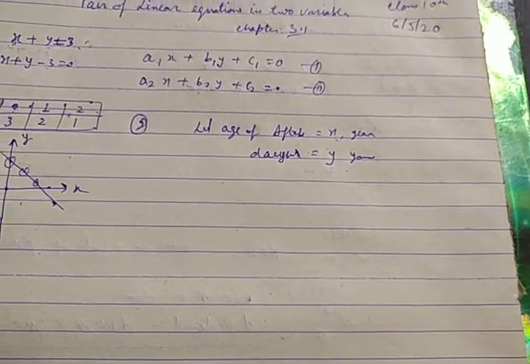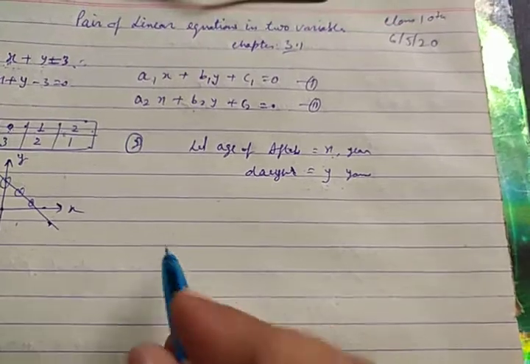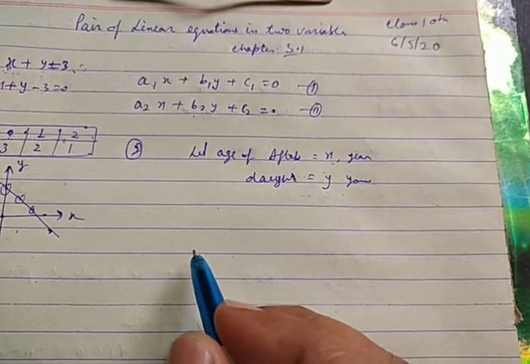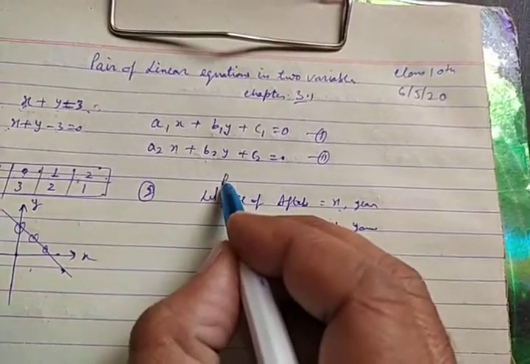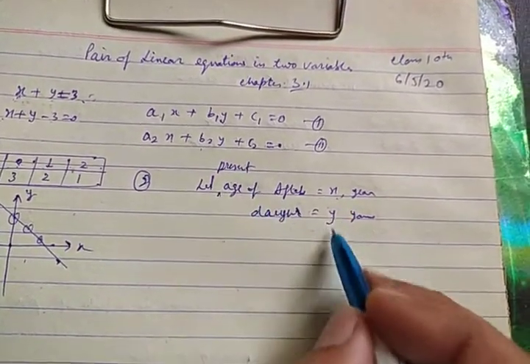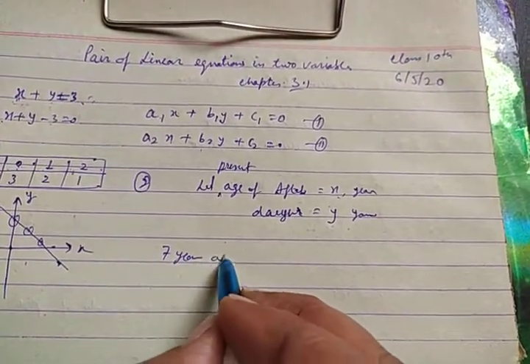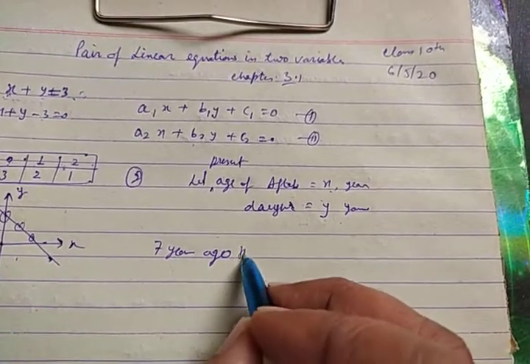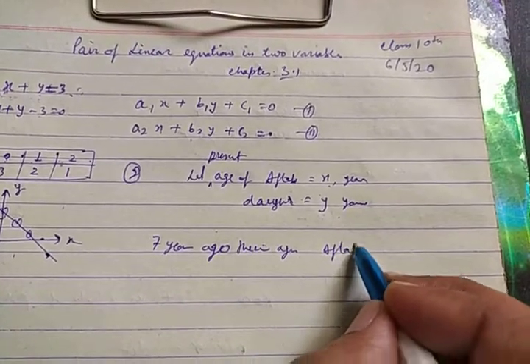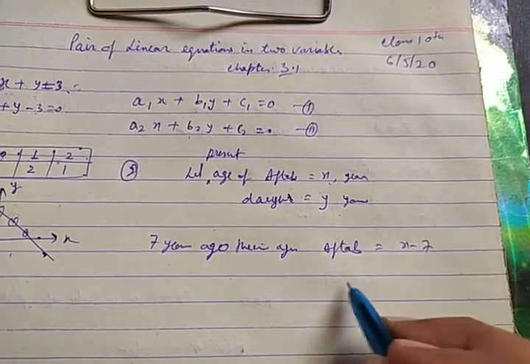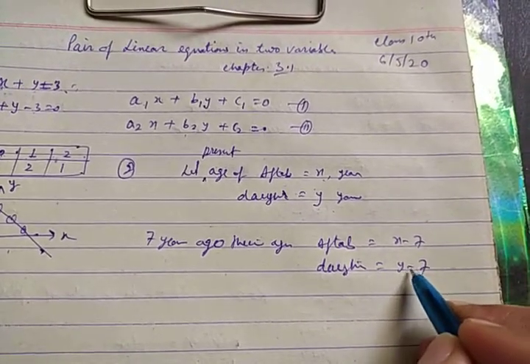Now the question is saying 7 years ago. So 7 years ago means their ages before 7 years. What would be the ages? It means you will have to subtract 7 from their current ages. Let the present ages be x and y. Then 7 years ago, Aftab's age will be x minus 7 and the daughter's age would be y minus 7.